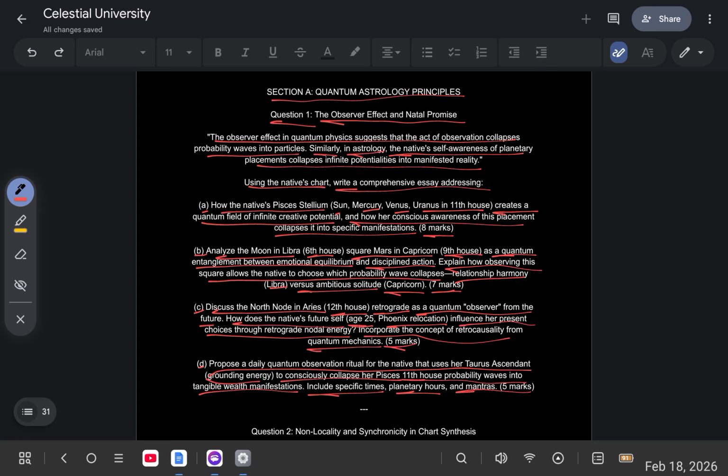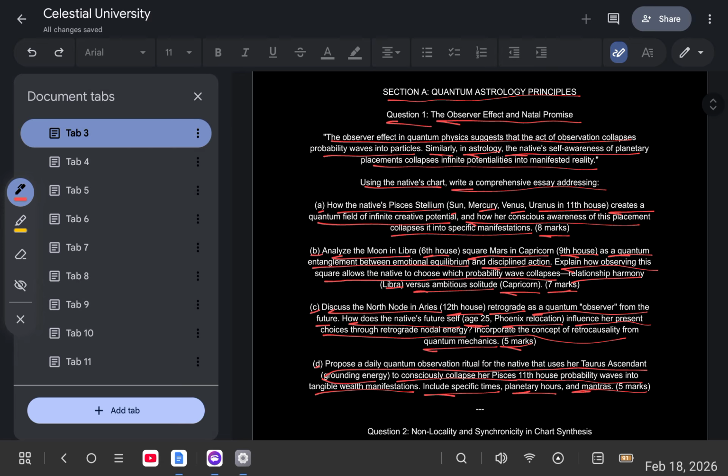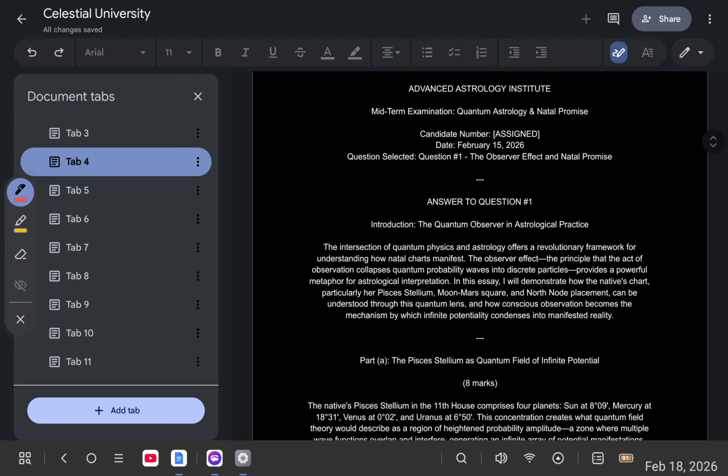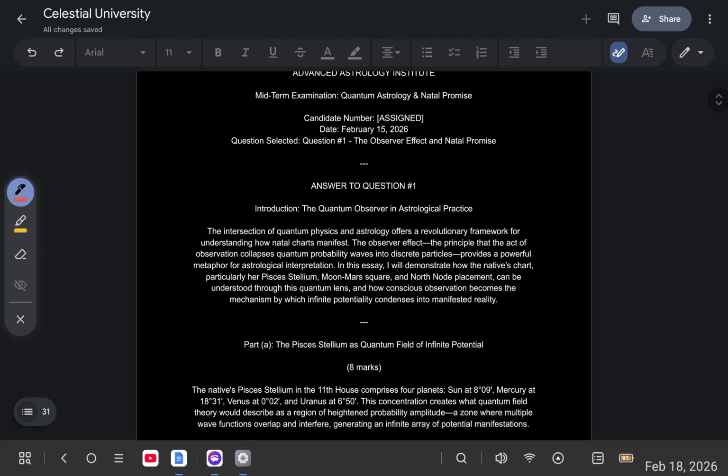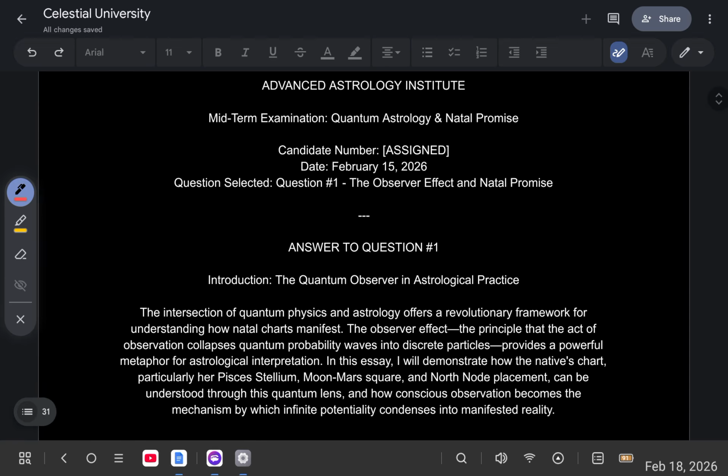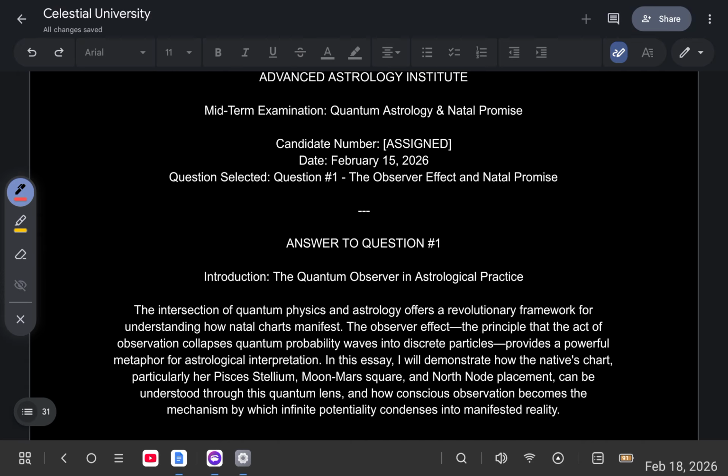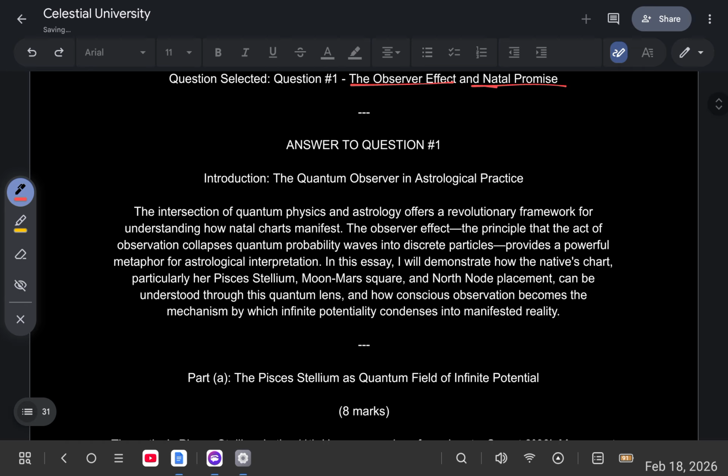So, how do we answer that as astrologers? My goal is to show you step by step. So our first question, we know there's a few different parts we need to answer, right? Quantum astrology and the natal promise is this examination. All right? The observer effect and the natal promise.